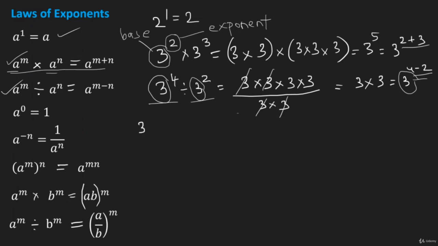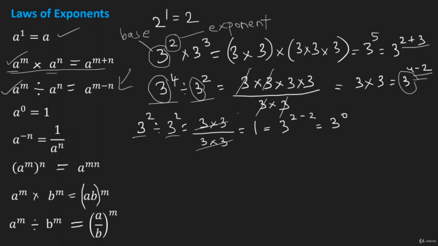Let's go on. Say you want to do 3 to the power 2 divided by 3 to the power 2. That's 3 into 3 by 3 into 3. And the numerator and denominator is the same. So you get this as 1. And as per the law that we learned over here, this can be written as 3 to the power 2 minus 2, right? Because the base is the same. So let me write it as 3 to the power 2 minus 2, which is equal to 3 to the power 0. Therefore, a to the power 0 is equal to 1. Now this is applicable when a is not equal to 0, because 0 to the power 0 is not defined.